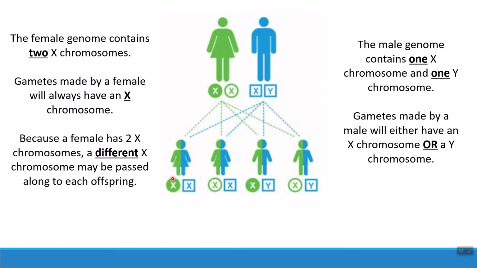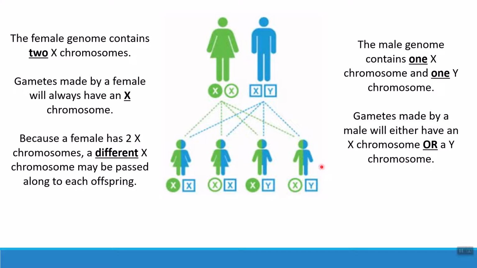So in our picture here, we're looking at 4 different offspring that could potentially be created by this parent group. In some of the offspring, mom gave her green circle X chromosome. In some of the offspring, mom gave her white circle X chromosome. Some of the offspring, dad gave an X. Some of the offspring, dad gave a Y.